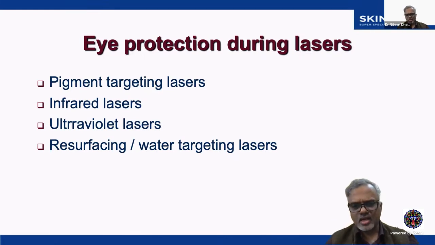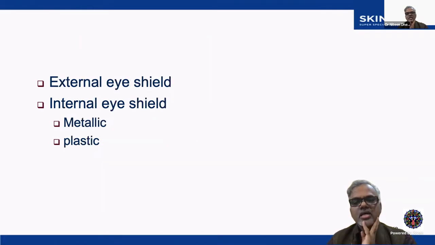Now, lastly, the last few slides are on eye protection during lasers. So we have pigment targeting lasers, we have infrared lasers, we have ultraviolet lasers, resurfacing lasers. We normally use external eye shields. That's enough for most of the lasers. When you're directly treating on eyelids, you require internal eye shields.